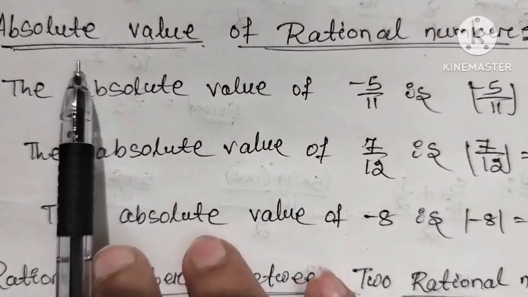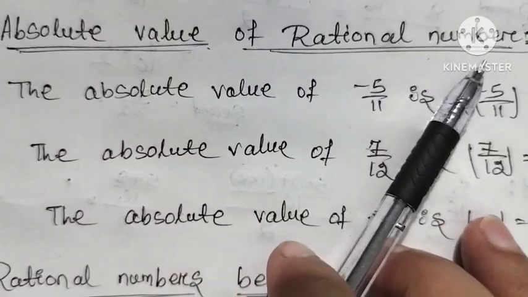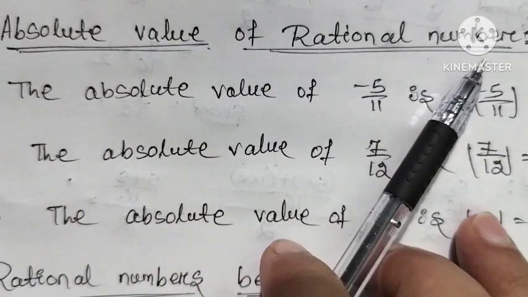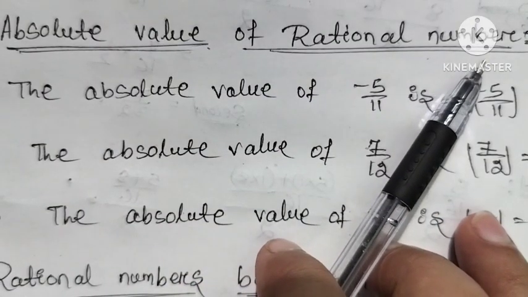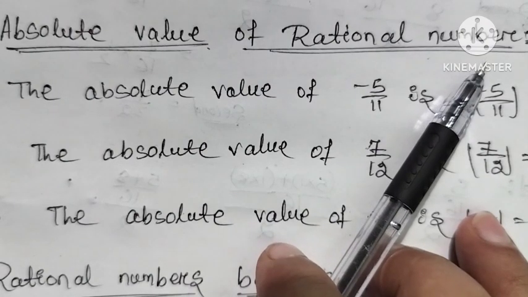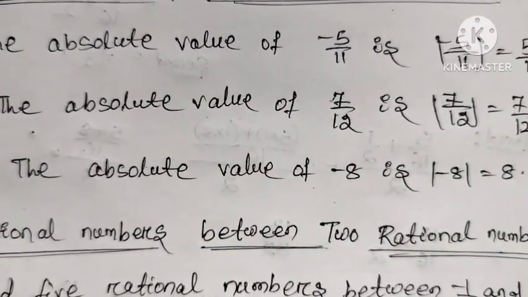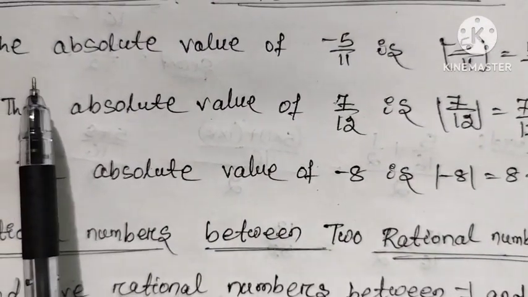Then next you have to read it: absolute value of a rational number. Absolute value means it is always positive. You take the negative rational numbers, but the answer comes out as positive rational numbers. Yes, absolute means positive. The number is always positive.